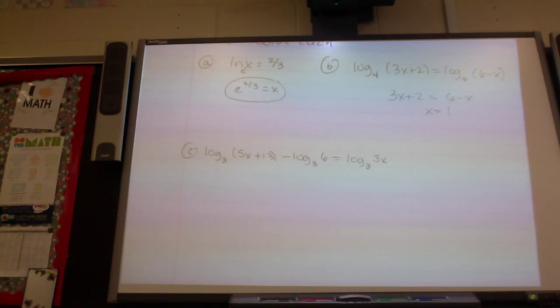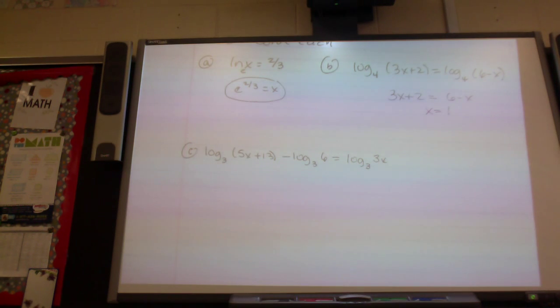Put log 3 of 3x up to the other side. I don't know if that's right, but I like things being equal to 0. Since all the logs... What happens when you have a negative log though? You could probably move the 6 over so it's positive. Since they're always base 3, there shouldn't be anything.